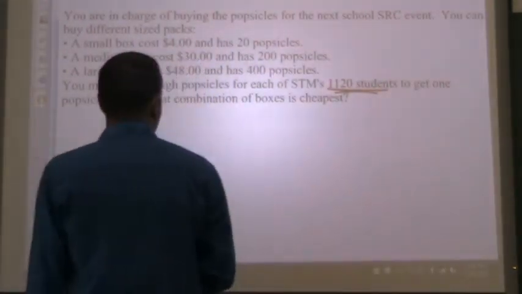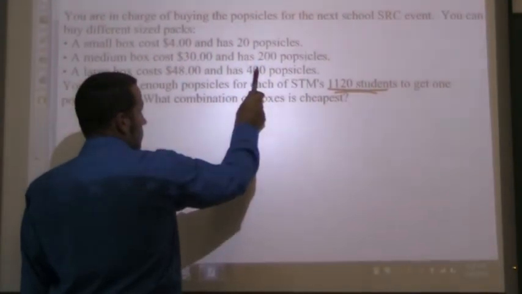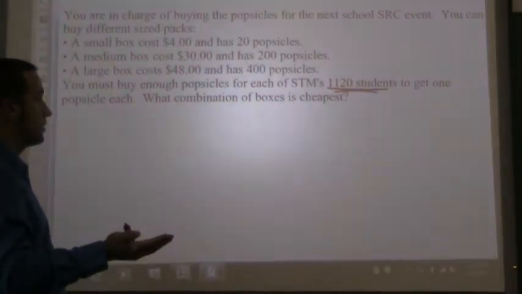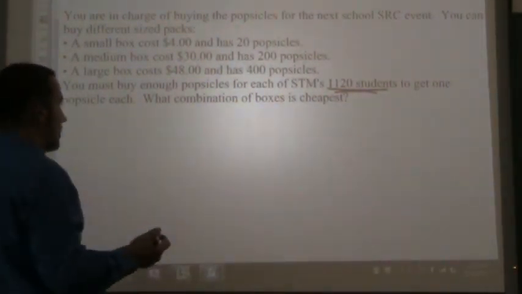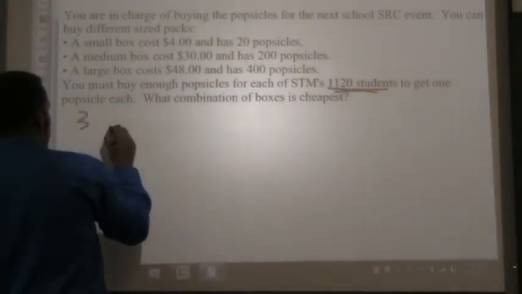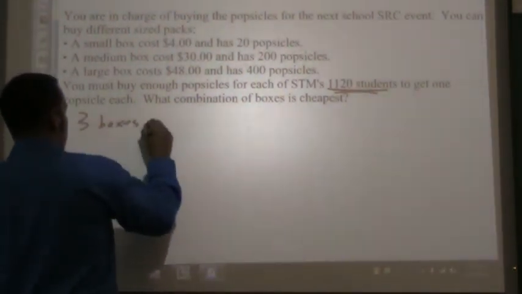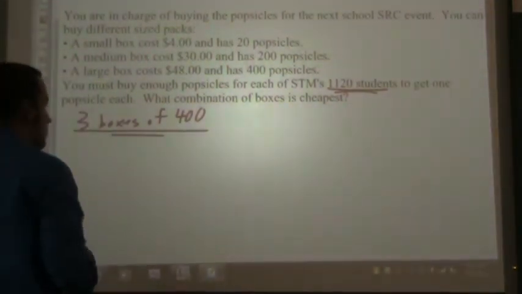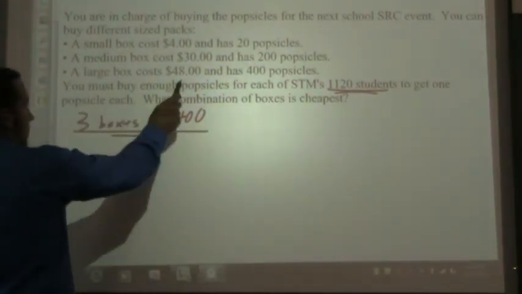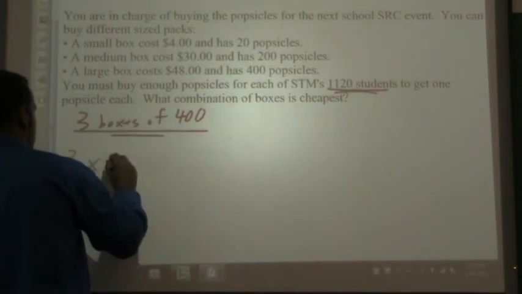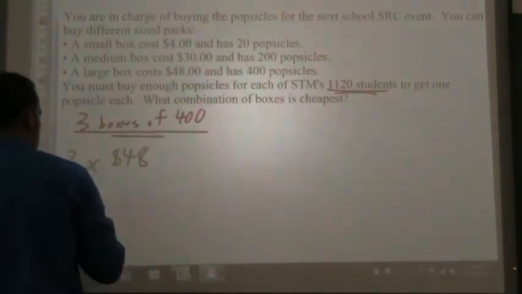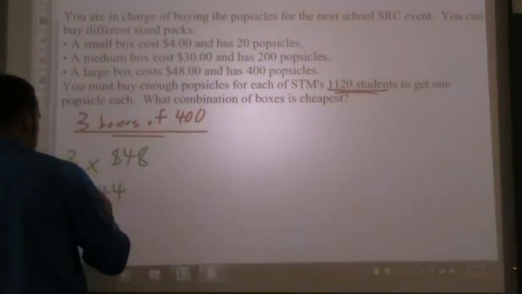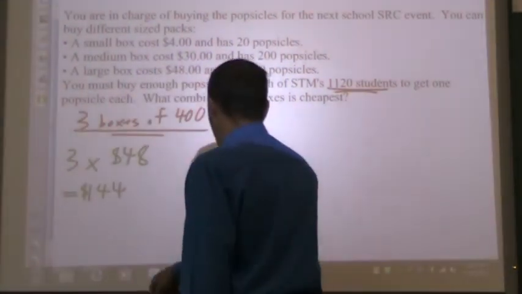Okay? So the simplest scenario is to just buy 3 packs of 400. That would put me to 1,200 popsicles, and I would have enough to cover all students. So let's look at that scenario. Okay, so 3 boxes of 400. If I do that, I have to buy 3 times the $48 per box, right? And that will come to a total of $144. So there's one scenario.